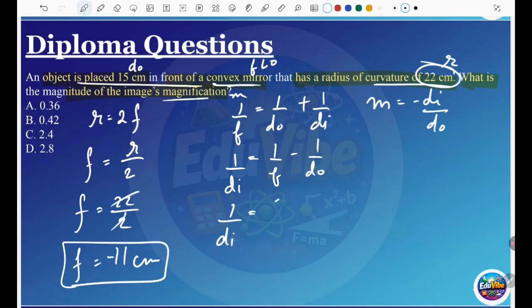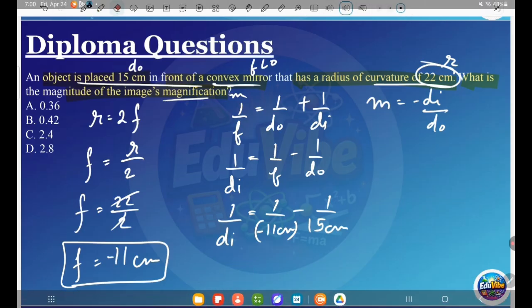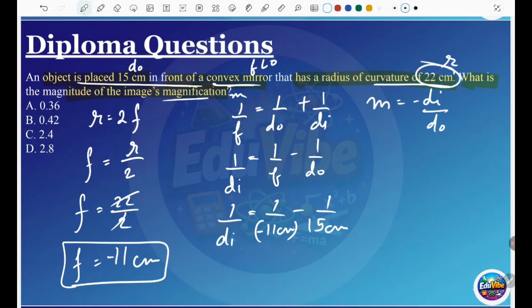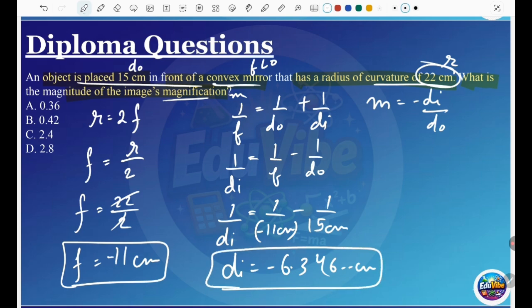So you put this in now: minus 11 centimeters, minus 15 centimeters, and when you solve this and take the reverse of this, you get negative 6.346 centimeters. You have to do the reverse, minus 1, then solve. You get this negative because of a convex mirror, and the negative sign shows that this has a virtual image, which is right for the convex mirror.